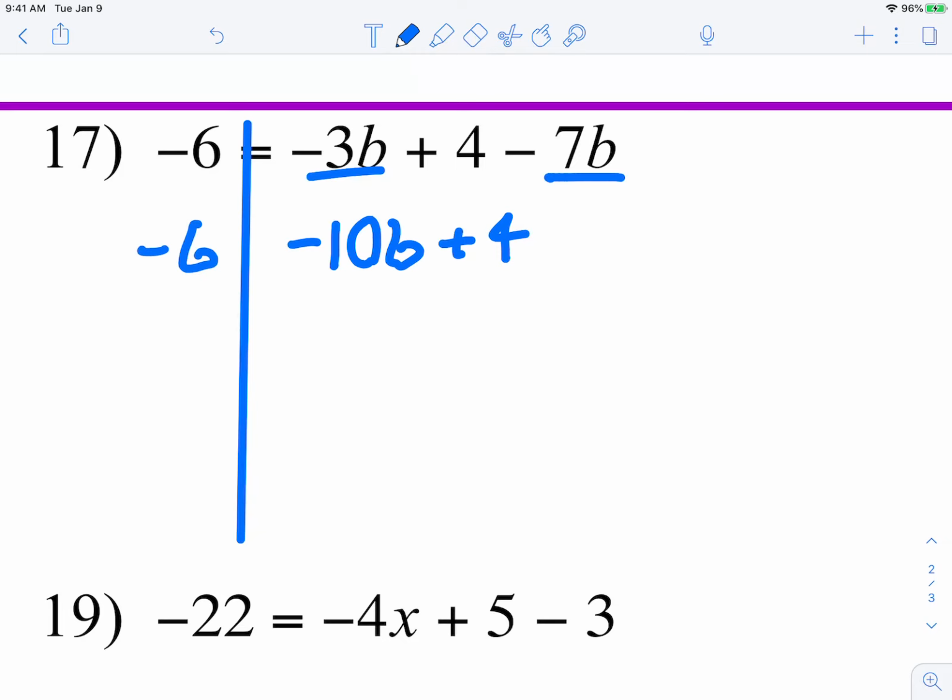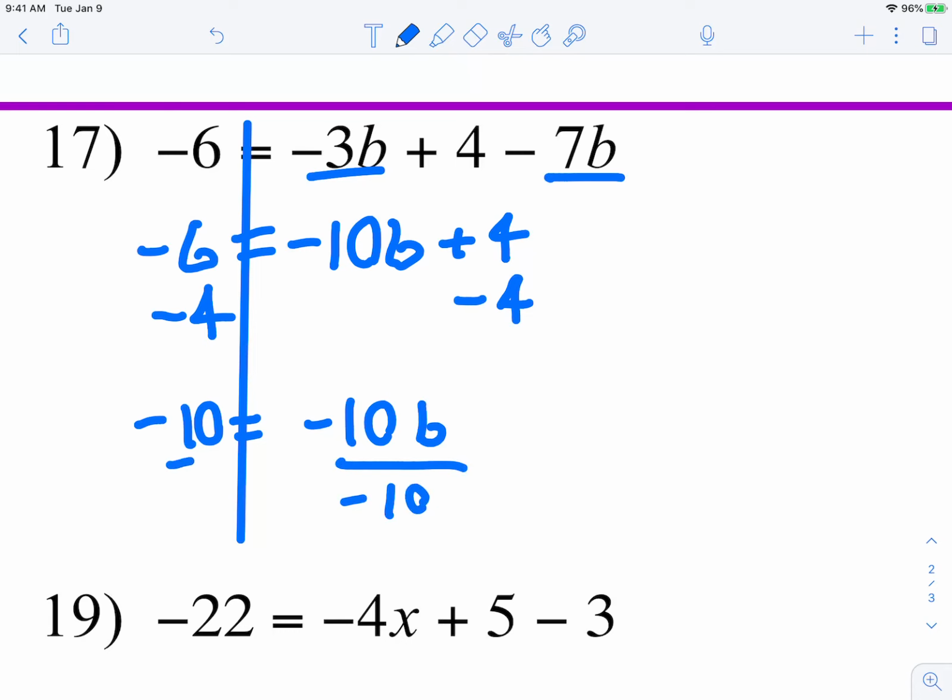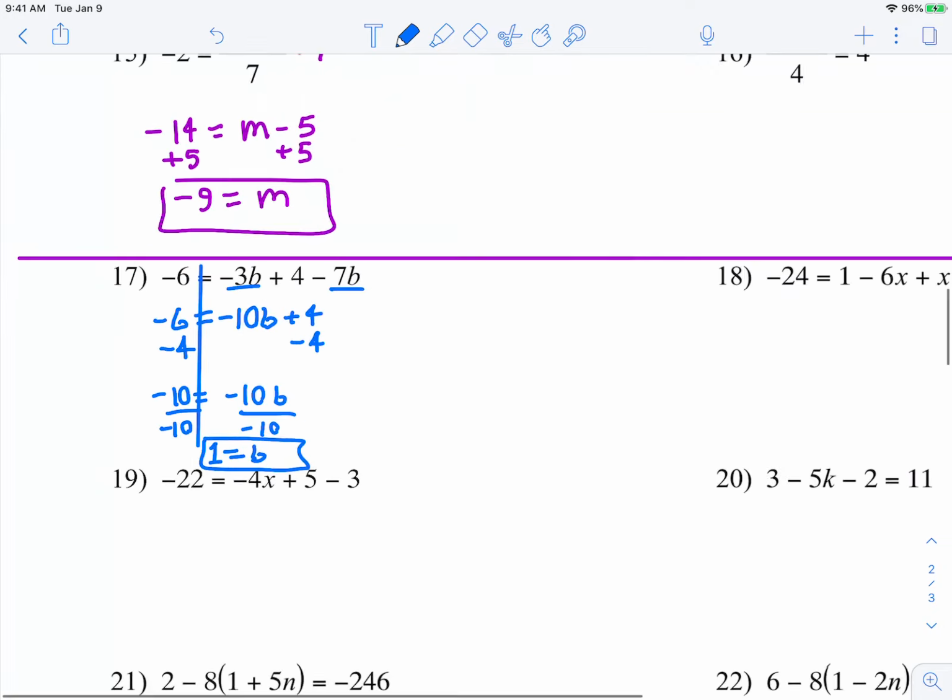Okay, and then from there, then we can subtract the 4. It's actually negative 10 equals negative 10b. And then we'll divide by negative 10. And don't forget, a negative divided by a negative is actually positive. So you'll get b is equal to positive 1, and then that is it there on that. So be kind of careful with the combine like terms step right there. It's a very, very common error.